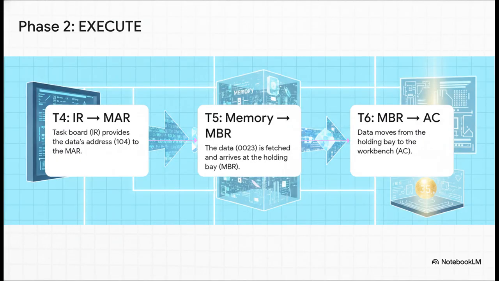Okay, next up, decode and execute. The instruction 1104 is on the main whiteboard, and the team gets it. The 1 means load, so now they know they need to grab the data from address 104. That address is sent back to the MAR, who goes and finds the actual data, in this case, the number 35, and brings it to the MBR holding bay. For the grand finale, that data is moved from the bay directly onto our workbench, the accumulator, and just like that, the command is done.